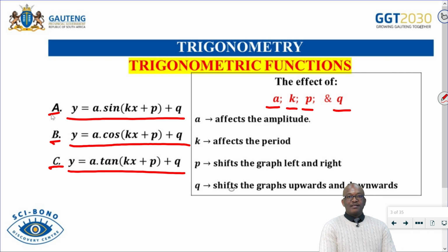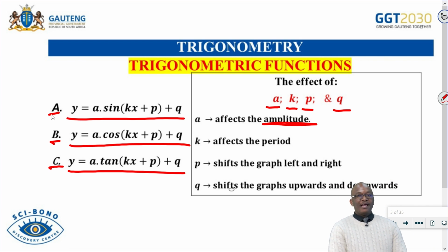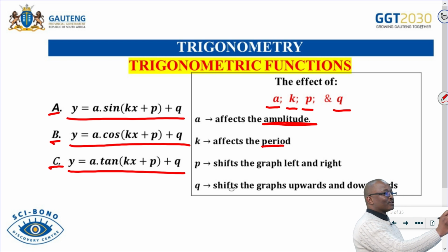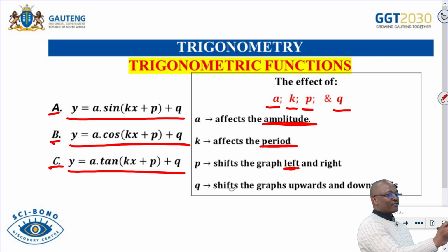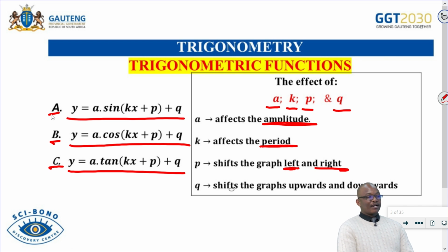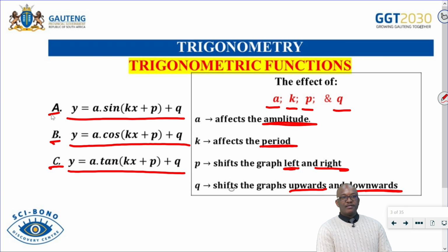How do A, K, P, and Q affect our graph? A will affect the amplitude of the graph. K will affect the period of the graph. P will shift the graph either from left to right or right to left. And Q will shift our graph upwards and downwards. Correct.